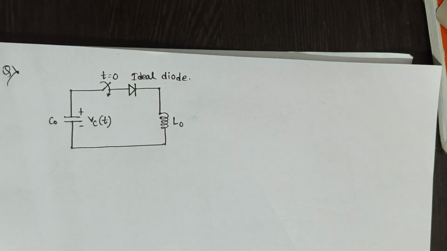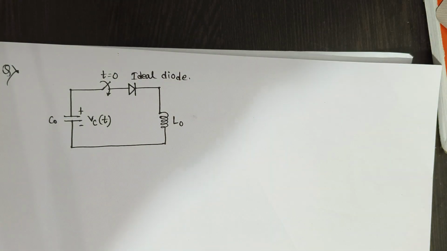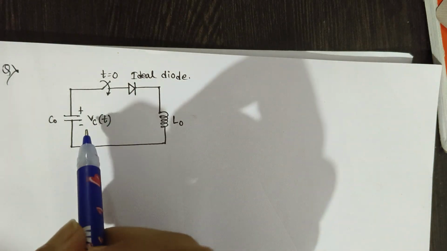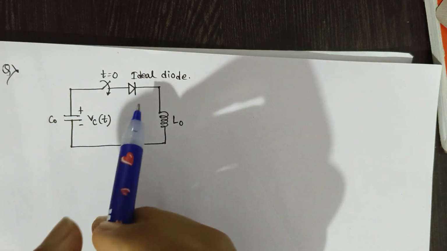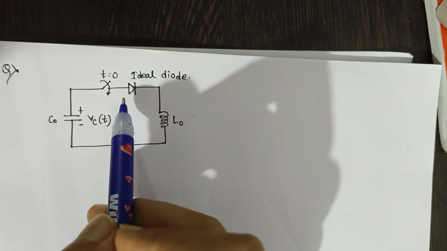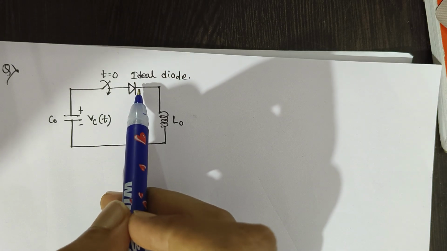So that's our question. We have an LC oscillator like circuit, and here we have a special member in our circuit. It is an ideal diode.